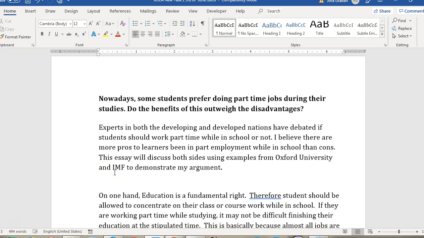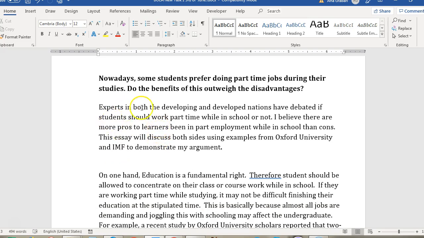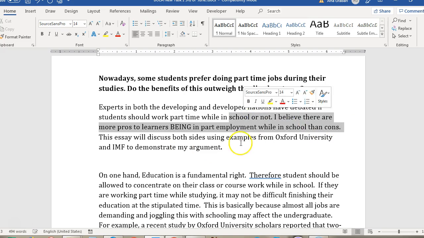Now let's have a look at the essay. That's the part-time jobs essay. "Experts in both the developing and developed nations have debated if students should work part-time while in school or not. I believe there are more pros to learners being like this, or in part employment while in schools than cons." Word order. You need to fix the word order here.